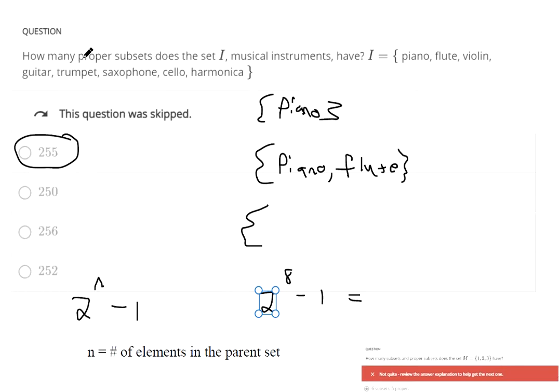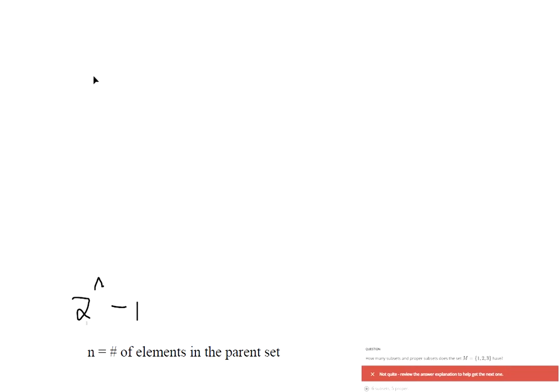If it said how many subsets, it's almost the same thing. It's just 2 to the n. This is for proper up here. And this is for when it's just asking how many subsets there are. Okay, so let me show you with another example. And this one I think is smaller. We can actually even count them out to make sure.